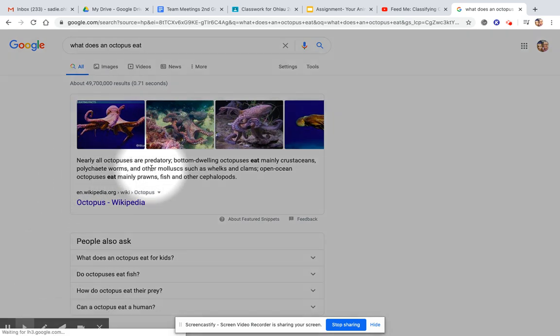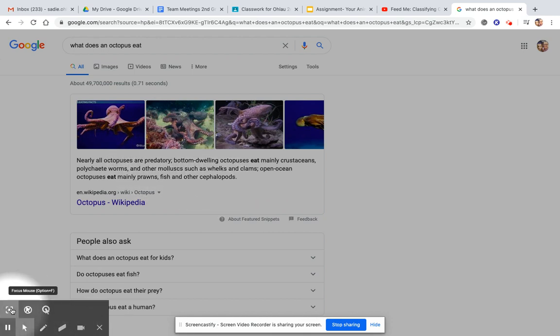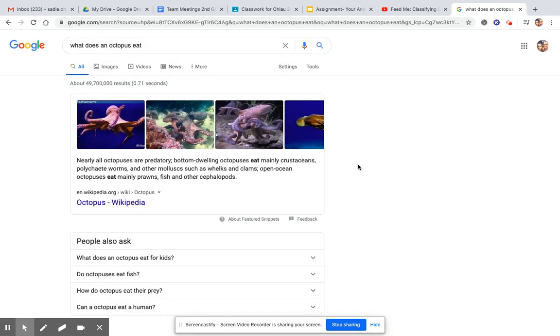Nearly all octopuses are predatory. Bottom-dwelling octopuses eat mainly crustaceans, polychaetes, I don't know that word, worms, and other mollusks such as whelks and clams. Open ocean octopuses eat mainly prawns, fish, and other cephalopods. So this word here, predatory, that means that my animal, my octopus, is a predator. That means it hunts and eats other animals.